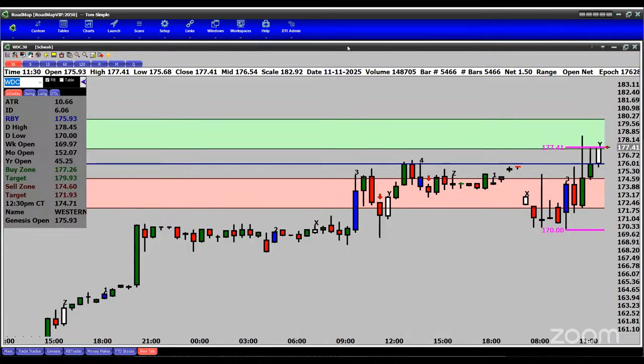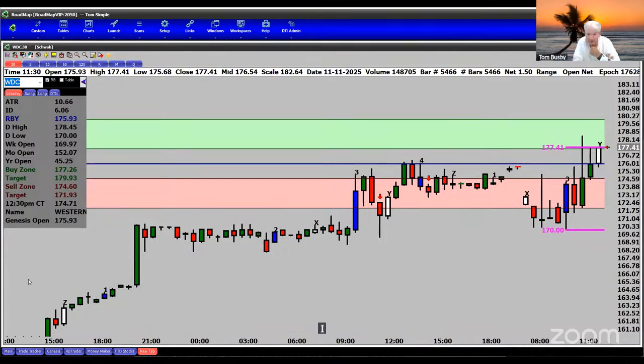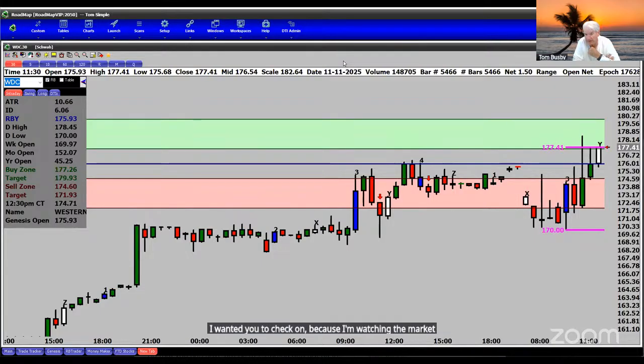Let's see. I'm not seeing the poll like I did yesterday. I wonder if the settings for this Zoom session are different than what we had in the other one, Tom. I have no clue. I'd have to go check on that because I'm not seeing the same look. Why don't you check on it? Because I'm watching the market and I might be able to add something before we get going.